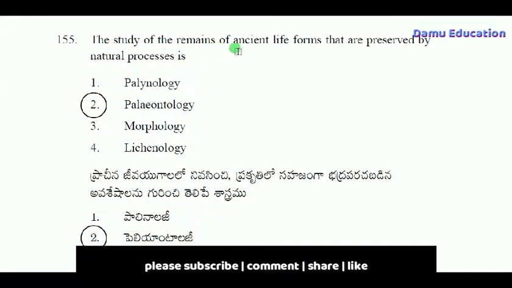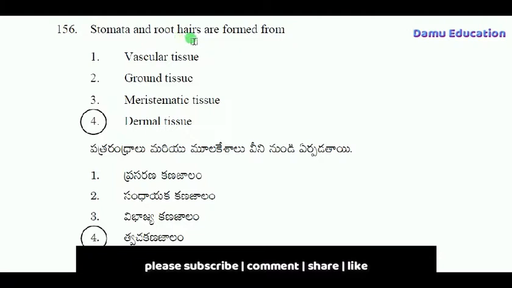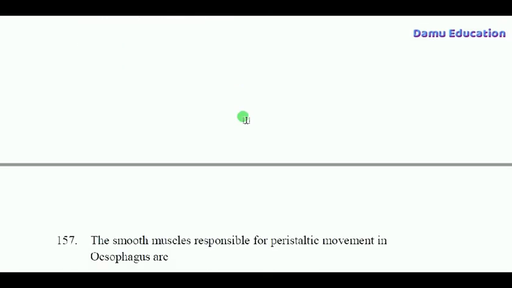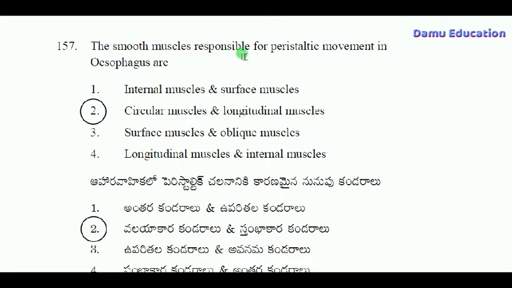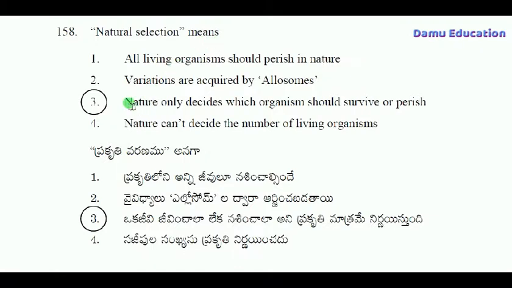The study of the remains of ancient life forms that are preserved by natural processes is paleontology. Stomata and root hairs are formed from dermal tissue. The smooth muscles responsible for peristaltic movement in esophagus are circular muscles, longitudinal muscles. Natural selection means nature only decides which organism should survive or perish.